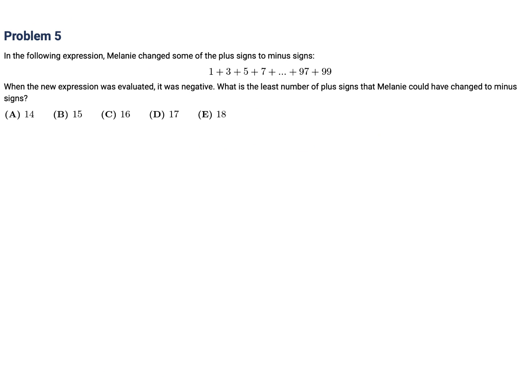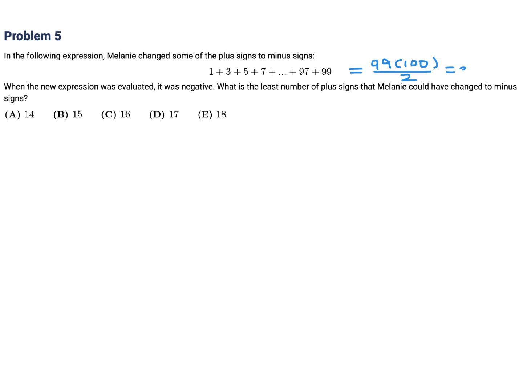In the following expression, Melanie changed some of the plus signs to minus signs. When the new expression was evaluated, it was negative. What is the least number of plus signs that Melanie could have changed to minus signs? Okay. When you do this whole thing, according to that formula, it would be 99 times 100 over 2.